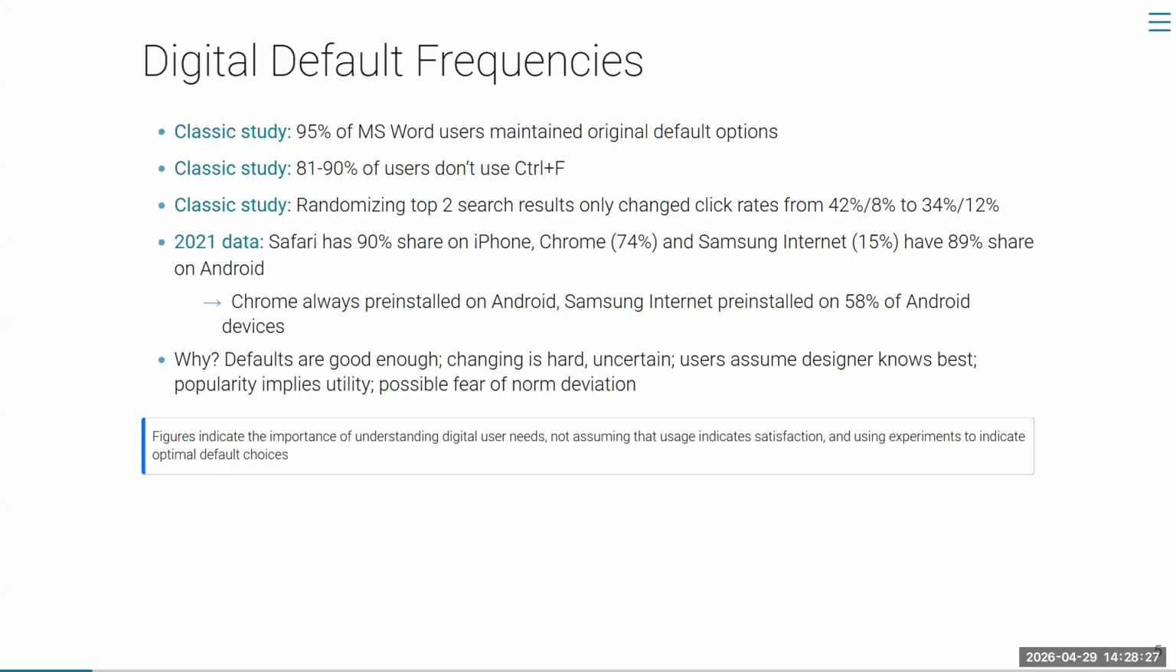But here's some not so ancient data: on iPhone, Safari has a 90% market share. And on Android, the native browsers, Chrome and Samsung Internet, depending on which manufacturer you buy from, have a combined 89% share of browser usage. And it's not necessarily that the default browser is the best one. And I'll bet many people in this room have never seriously considered using a non-default browser.